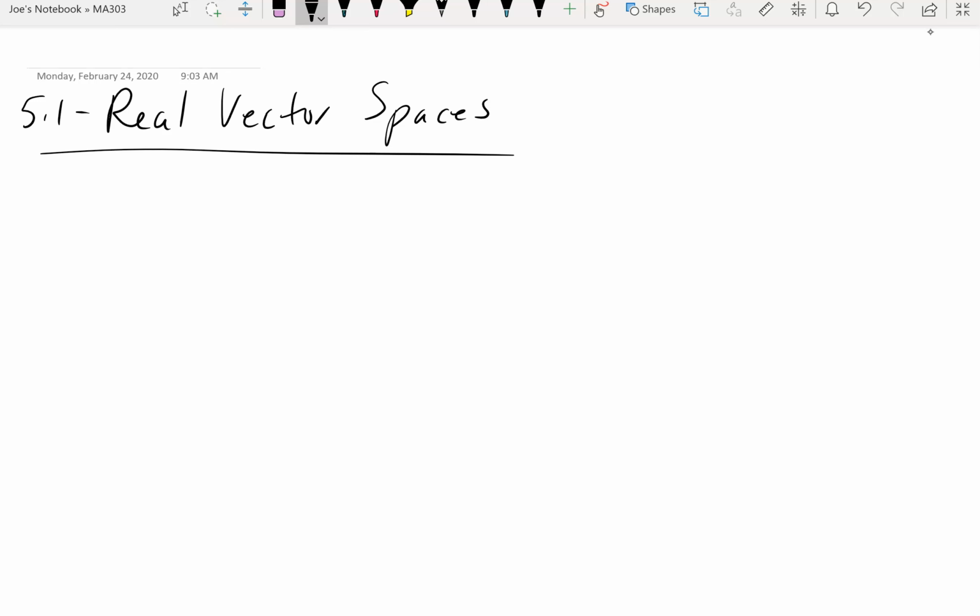Things that aren't fields: the integers are not a field because I can't divide any 2 integers and get an integer back. Right? If I take 2 and divide it by 3, I don't get an integer. So it's not a field.